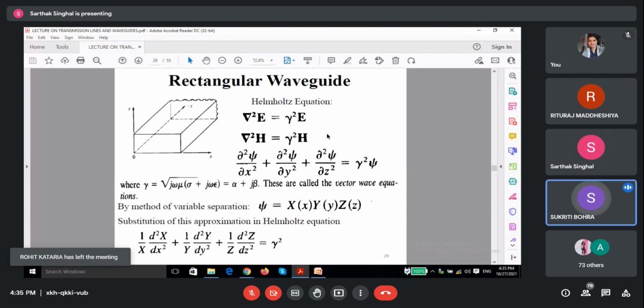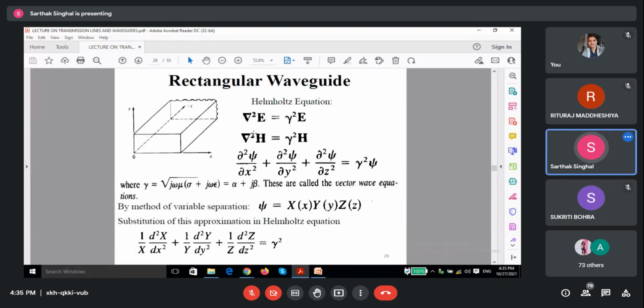So from this, what will be the value of del square? The del square will be del square upon del x square plus del square upon del y square plus del square upon del z square, minus gamma square. And what is this gamma? Gamma is a propagation constant, right?